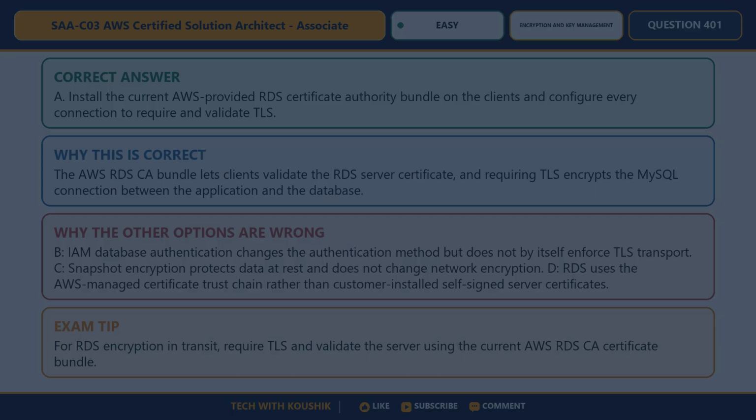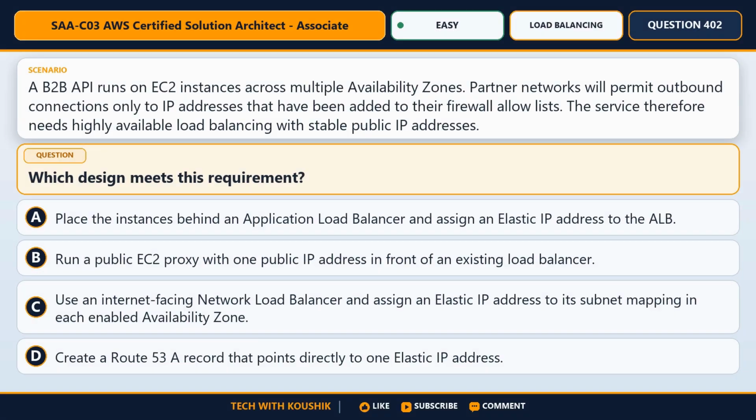bundle. Question number 402. A B2B API runs on EC2 instances across multiple availability zones. Partner networks will permit outbound connections only to IP addresses that have been added to their firewall allow lists. The service therefore needs highly available load balancing with stable public IP addresses. Which design meets this requirement?